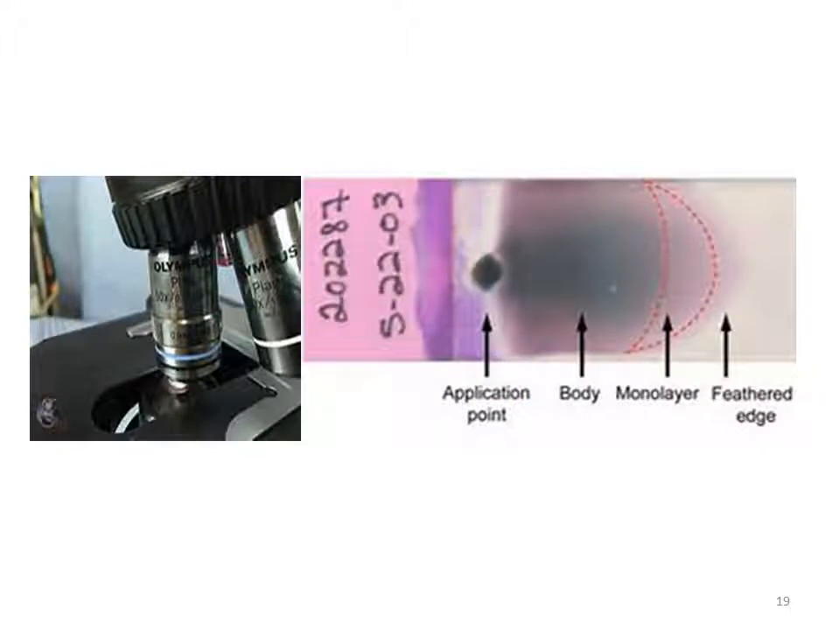Next, switch your ocular to the mid-power or 50 power objective. Look for the monolayer to begin your 100 to 200 cell differential count. The monolayer is adjacent to the feather region, as indicated in the slide on the right. In the monolayer, there should be no overlap of red blood cells.